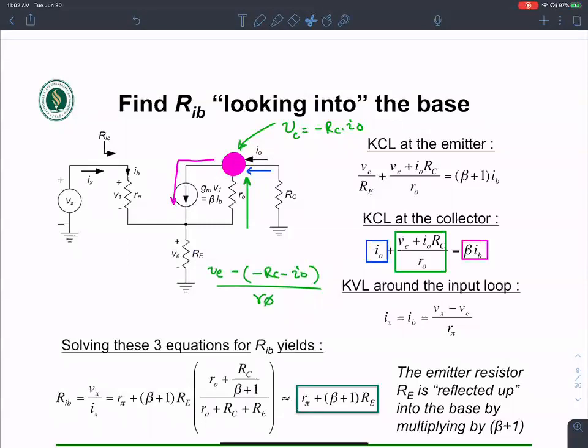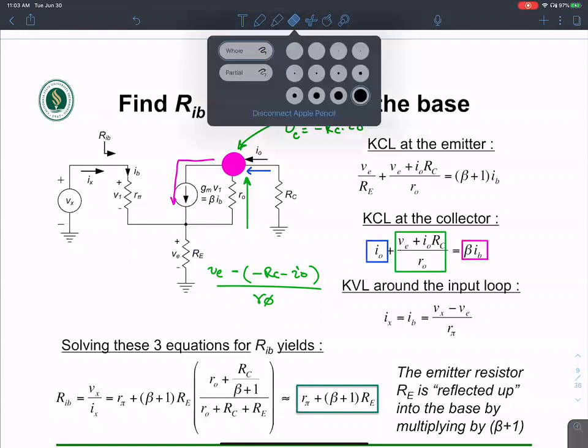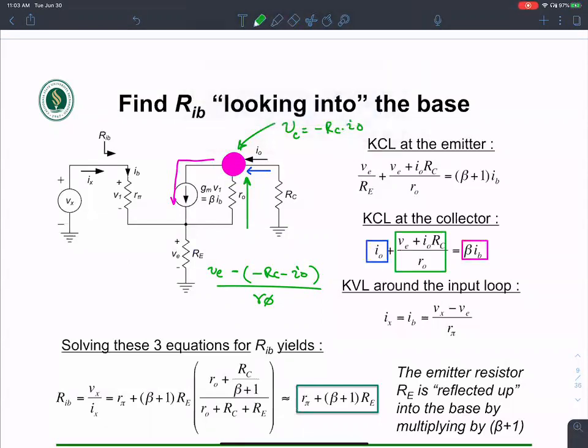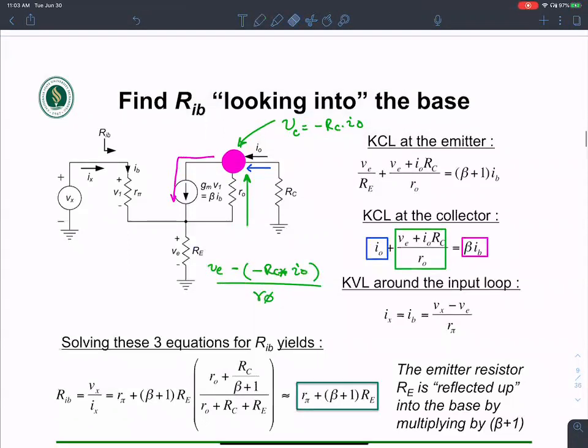Okay, this voltage minus the voltage here, the two ends of the resistance, divided by that resistance, so that gives me this. This is R naught times RC times negative I naught. So now this gives me the green branch current. Okay, so that's the idea.